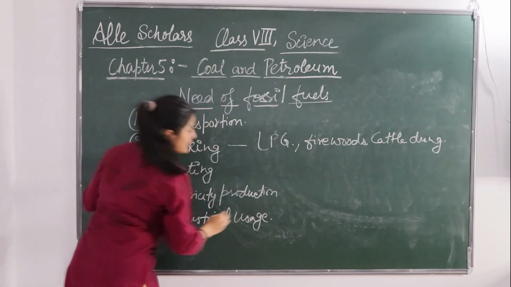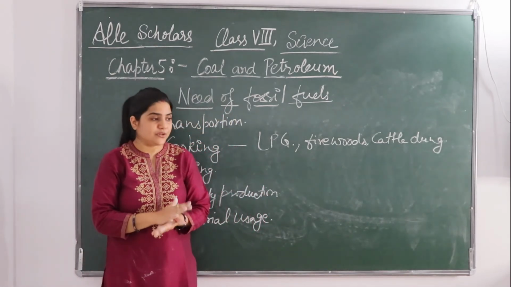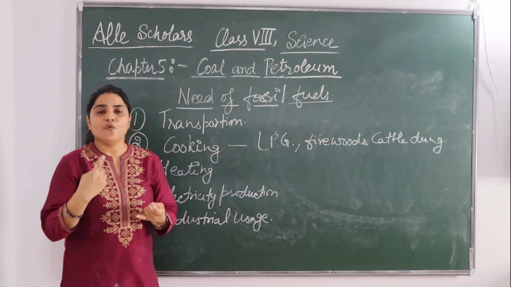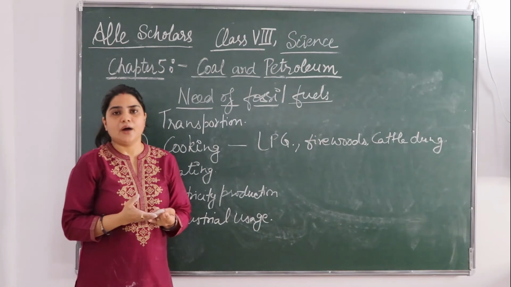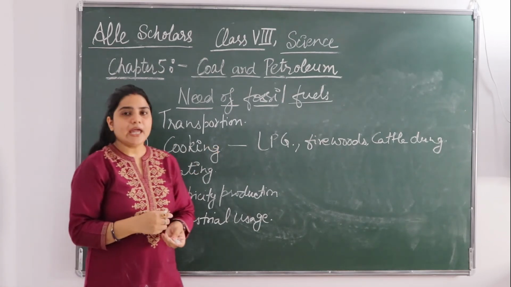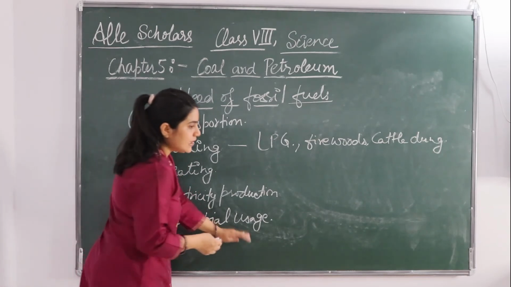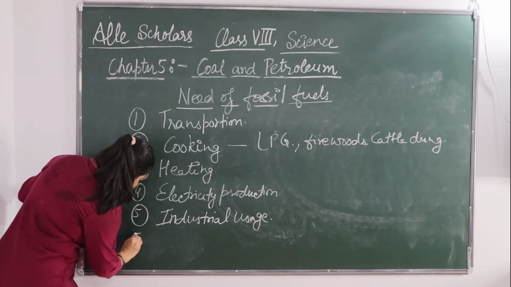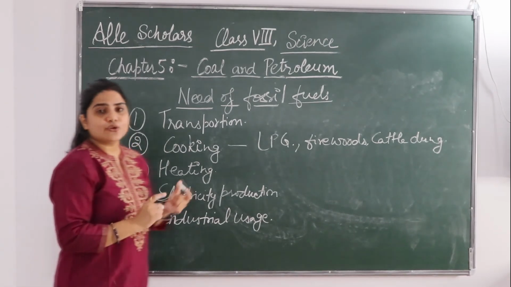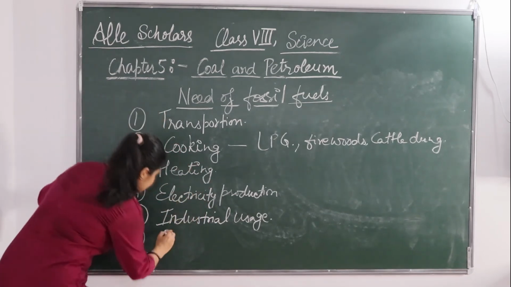Fifth is industrial usage. In many industries, fuel is the basic need. It is used for different purposes such as producing electricity, running machinery, which can't run without fuel, and heating purposes. So in different industries, these fuels are very essential. And in the last, in rockets and space vehicles, these fuels are very essential.